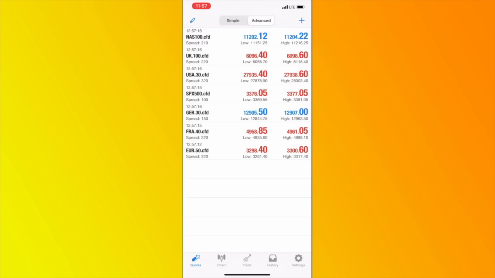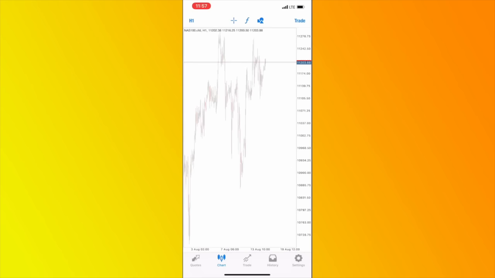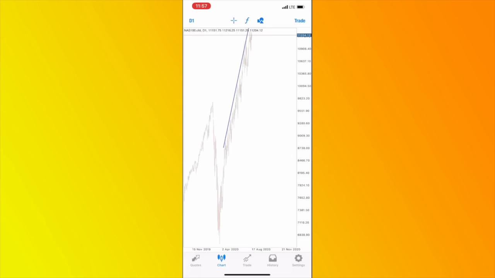The one thing that I just talked about right now sounded like a theory, but now let's make it a practical example. So we have the first one, which is called NAS 100. You remember the first step that I said you do? You move to a daily time frame. Now I'm on a daily time frame. That's the first step that you follow.